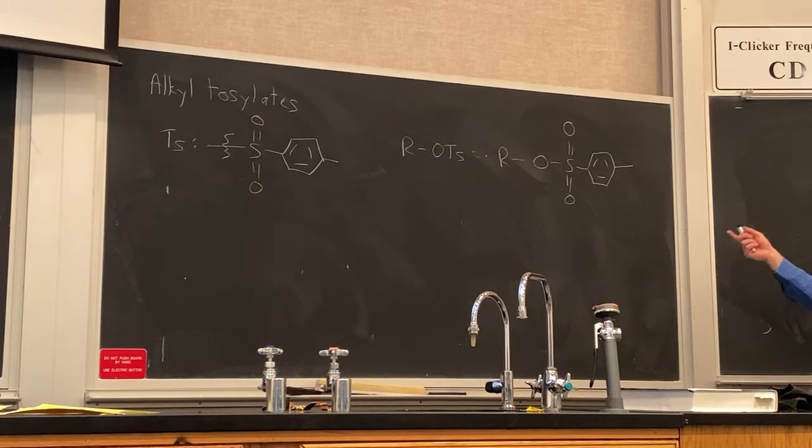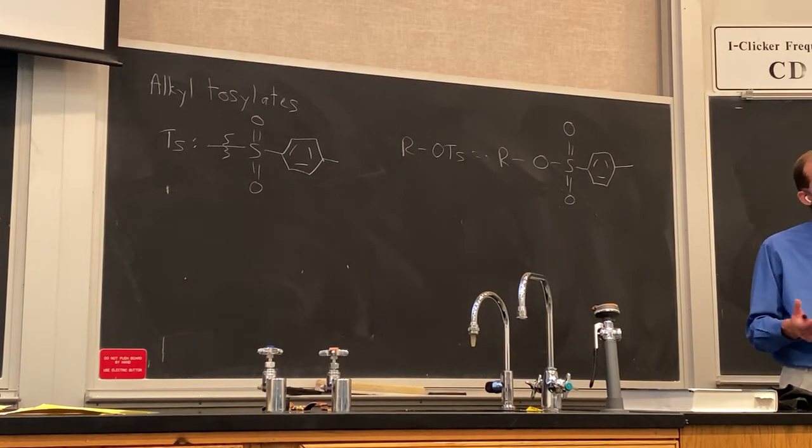The conjugate acid of this leaving group is toluene sulfonic acid, which we referred to as TsOH back in chapter 2. And we've also used it in this chapter for dehydrations. We know that that's a strong acid. The pKa of toluene sulfonic acid is about negative 7, I believe. So that makes tosylates comparable to iodides in terms of their leaving group ability.